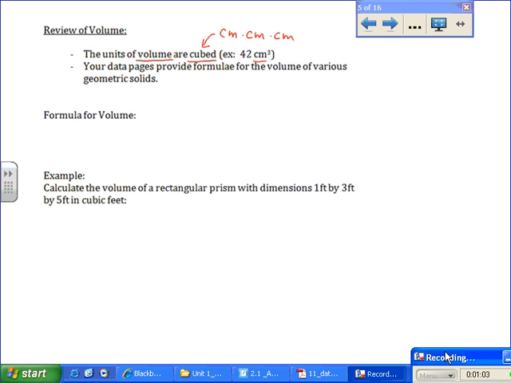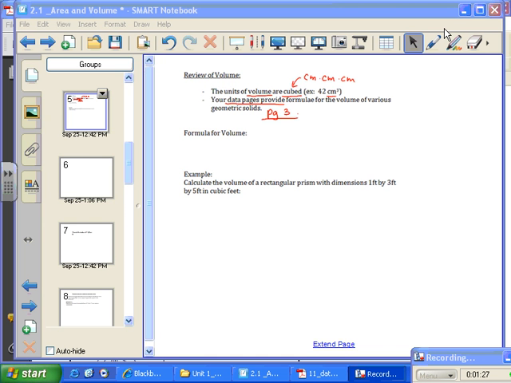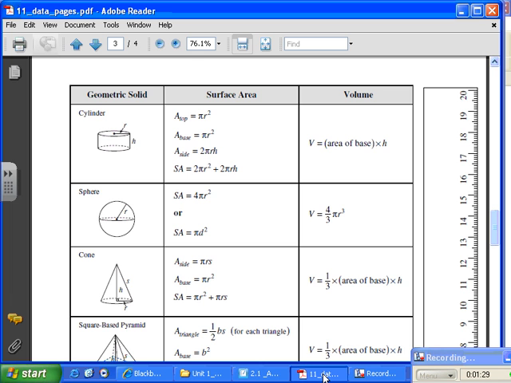The formula for volume depends on what type of shape you're looking at. Your data pages provide you with the volumes of a whole bunch of different geometric solids. We're going to go to page 3 right now of your data booklet. If you don't have it open, pause this right now and open it up. And you're looking at page 3, which has different formulas for volume. So here's our data booklet right here.